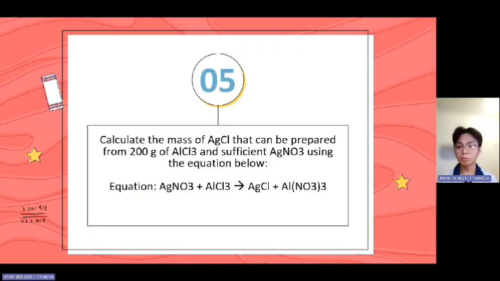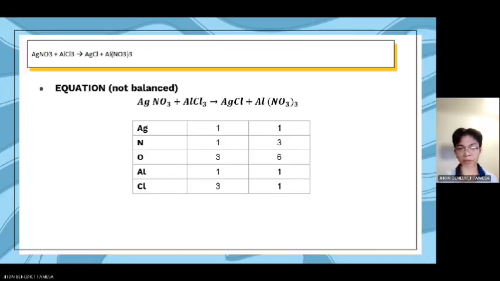For the fifth question, calculate the mass of silver chloride that can be prepared from 200 grams of aluminum chloride and sufficient silver nitrate using the equation below. From the given problem, the equation is not actually balanced. As you can see, the atoms of nitrogen, oxygen, and chlorine are not the same amount or value from the product side.